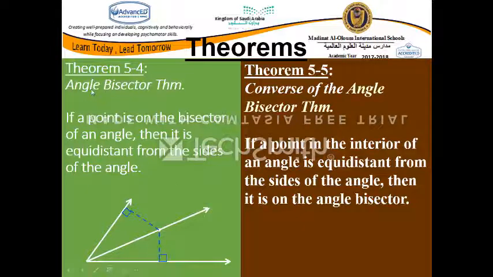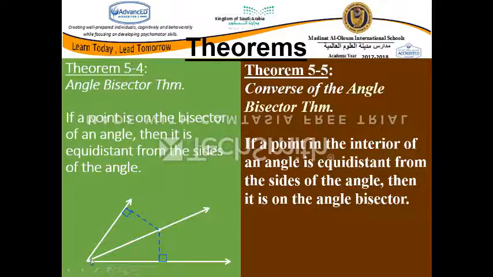Here we have another theorem for the angle bisector. All of us know that the angle bisector is the ray that bisects the angle and divides the angle into two congruent angles. If a point lies on the angle bisector, then this point is equidistant from the two sides and perpendicular.